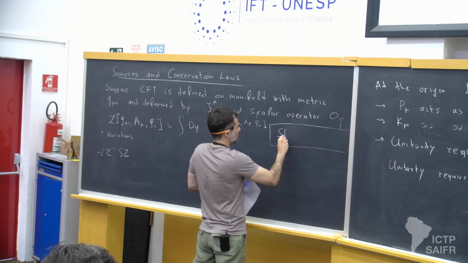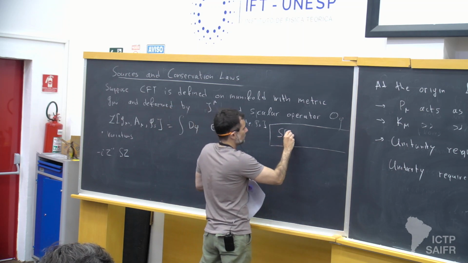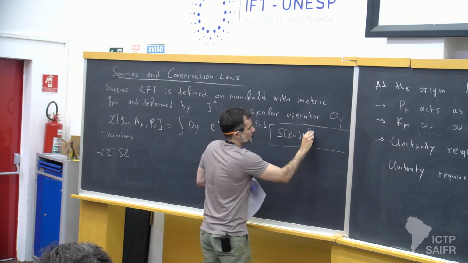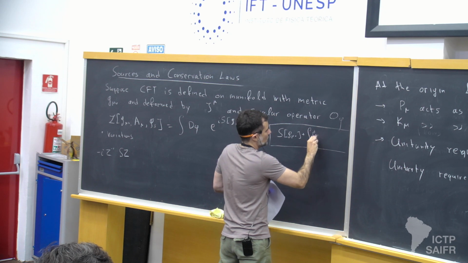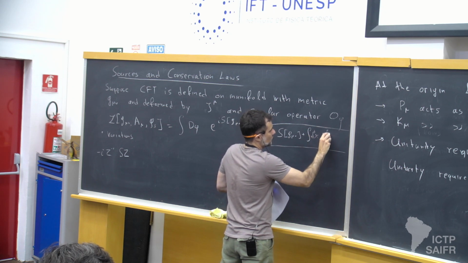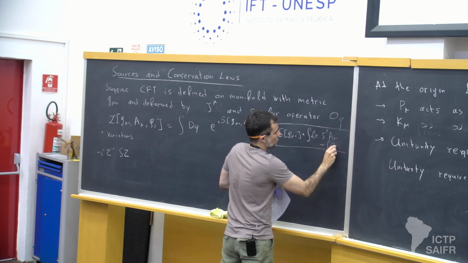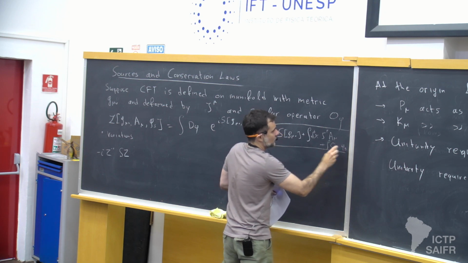So let me then write two terms. This is the G mu nu part. And then I can take the J mu and couple it to A mu, and also the O phi, and multiply it by phi s. I just mean these couplings.